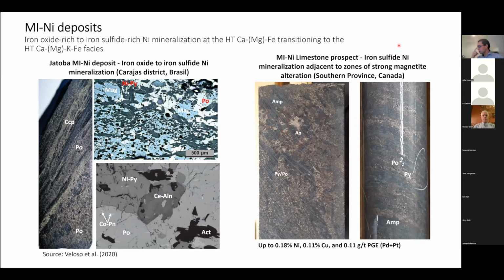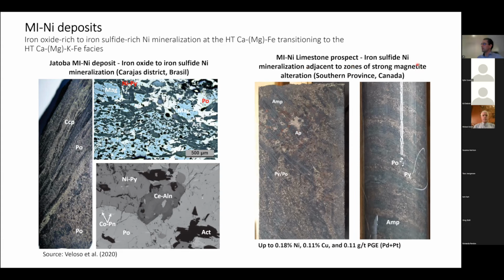In the southern province, we may also have an example of that type of mineralization. The grades are still incipient. They're not reaching the intensity of what is observed in Brazil, but we can still see development of the high temperature calcic magnesium iron alteration facies with the formation of amphibole, apatite, and then the iron component being expressed primarily as iron sulfide. And then the development of that alteration facies is associated with low-grade nickel mineralization and some concentration of platinum group elements as well.